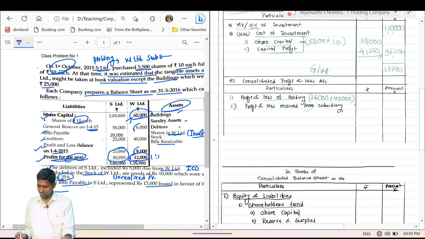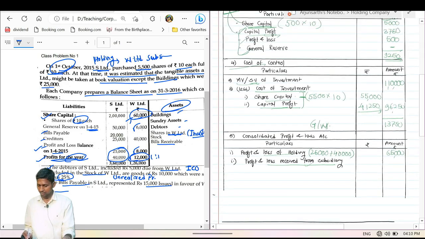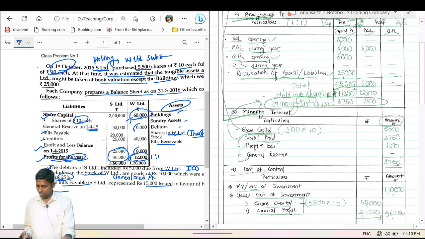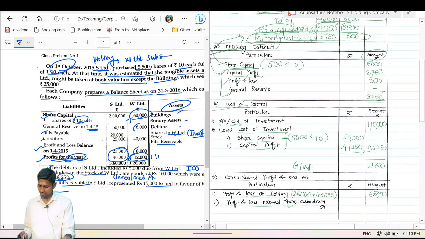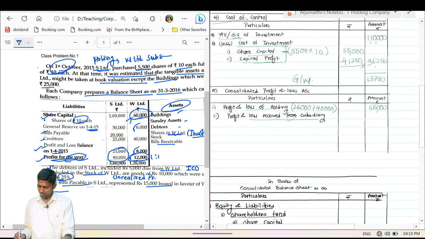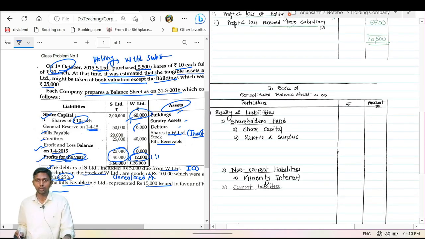Yours is 40 plus 25, 65,000, correct. And profit and loss received from subsidiary. Holding, how much did holding receive from subsidiary in profit and loss, this amount. Holding's share from profit and loss of subsidiary, 5,500 you have received. And 5,500. And then you will get the consolidated profit. 65 plus 5,500, 70,500. This is total.